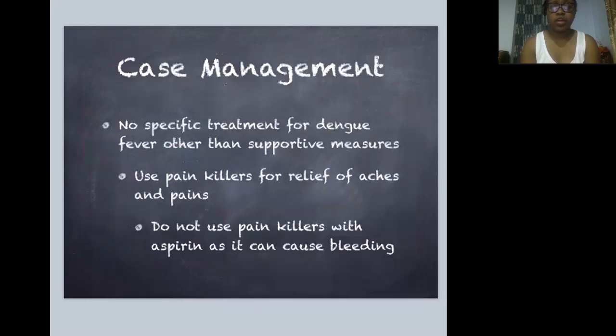So there is no specific treatment for dengue fever other than the supportive measures, such as using painkillers for the relief of your joint pains. However, you should not use any painkillers with aspirin in it, as this can cause bleeding. So if you have the severe disease, which damages your blood vessels, using aspirin would make a disastrous case.